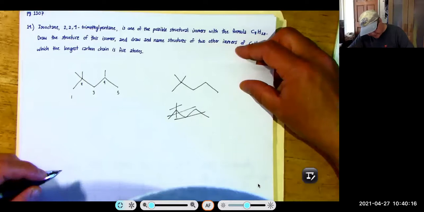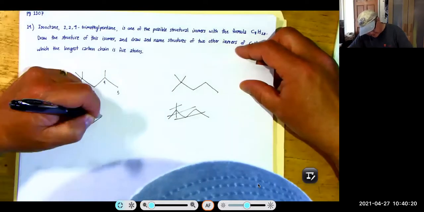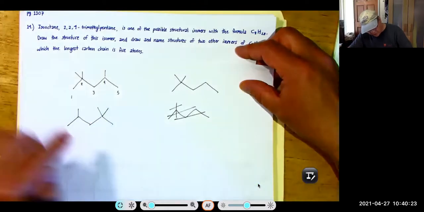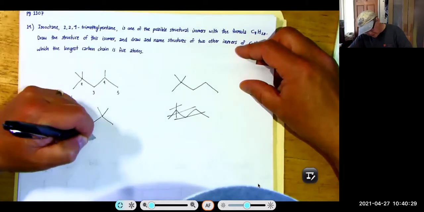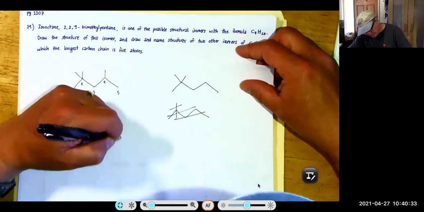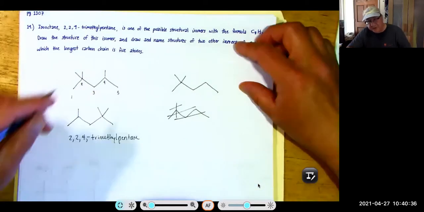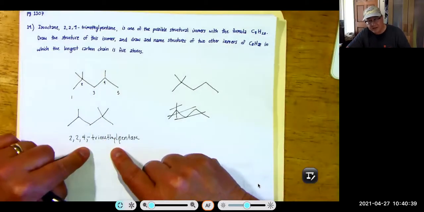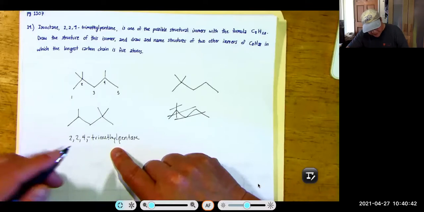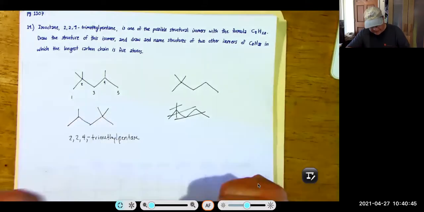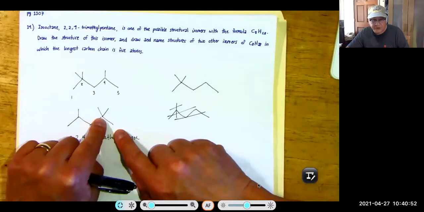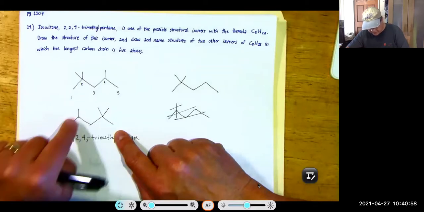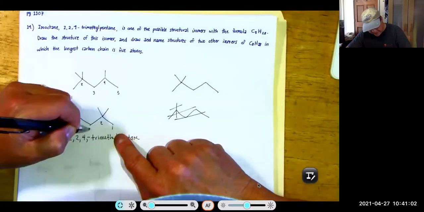And even if we did it this way, this would also be 2, 2, 4 trimethylpentane. Right. And the reason this would still be the same is because we don't have to number the carbons from left to right. We find the longest line of carbons, and here it's 5. And you start numbering at the end that has more substituents closest to it. So here I've got 2 substituents closer to this end, 1 closer to this end. I'm going to start numbering at this end and number it backwards, so to speak.